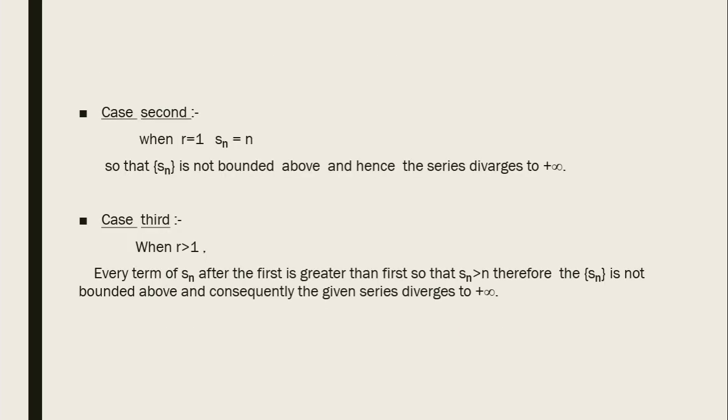Now friends, we see case second. When r is equal to 1, then Sn is equal to n, so that the sequence Sn is not bounded above, and hence the series diverges to plus infinity. Now friends, we see case third. When r is greater than 1, then every term of Sn after the first is greater than the first, so that Sn is greater than n. Therefore, the sequence Sn is not bounded above, and consequently the given series diverges to plus infinity.